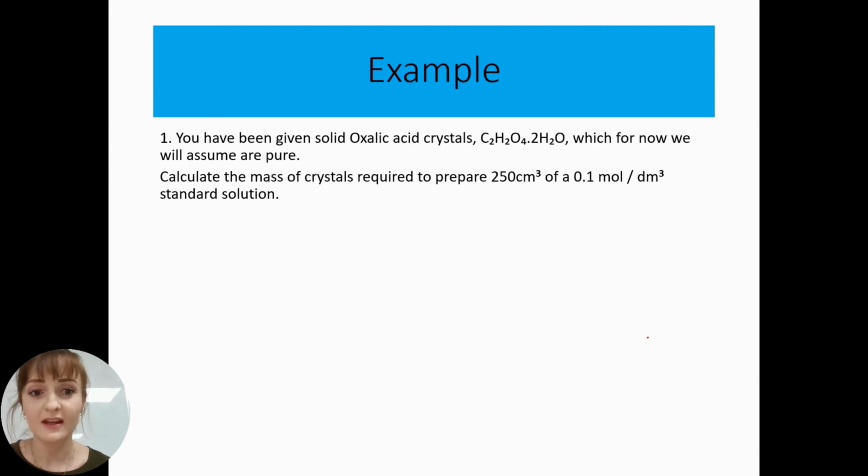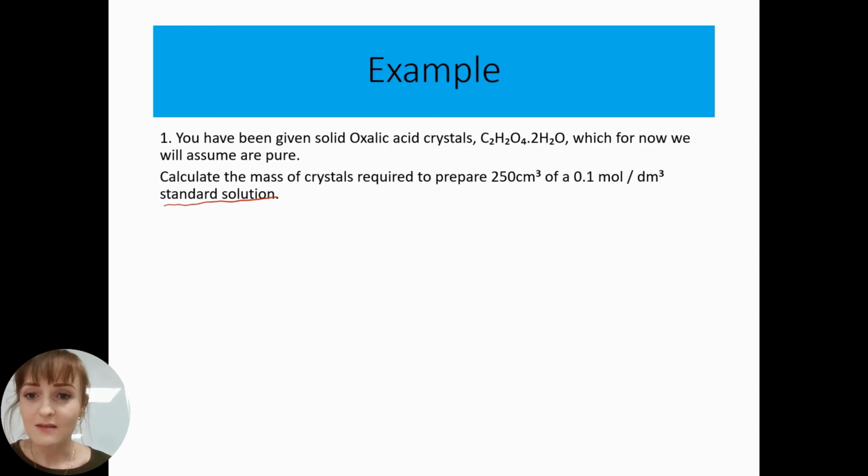There are two main ways that IB could assess this concept in an exam. The first would be in a calculation where they ask you, for example, to calculate the mass of something required to prepare a standard solution. And the second is a description of the theoretical concept behind how do I actually make a standard solution and what pieces of equipment would I use to do so.